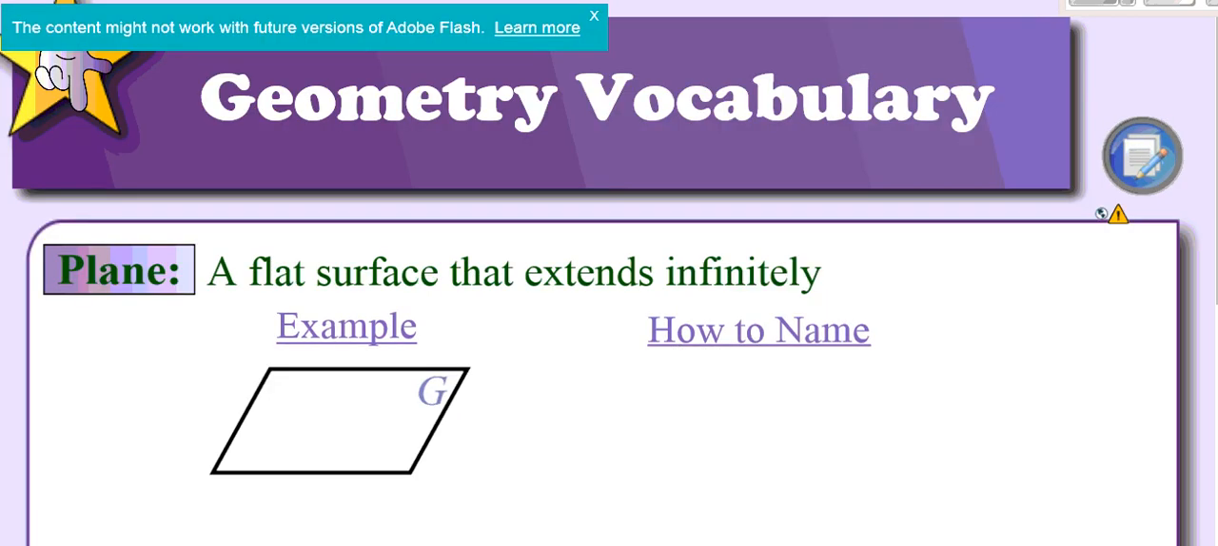Next, we have a plane, which is just a flat surface that extends infinitely. When they draw it out, they usually draw this shape, kind of like a parallelogram. And you name it based off of that capital letter that they put there. It's not actually a point or anything like that. There's no dot there to show that that's a point. That's why it's just the name of the plane. Sometimes you might even see they draw it out with like a little parallelogram and then the letter.